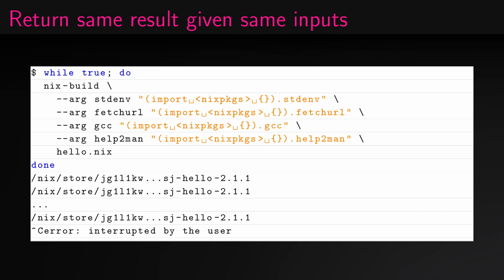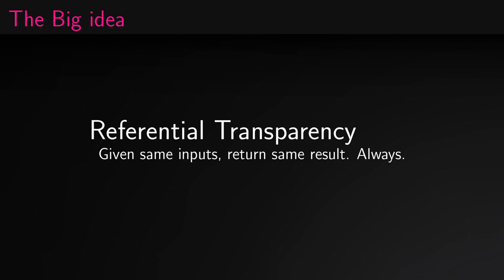Now in Nix world, as long as we're using the same Nix packages version, like the whole channel, then we're going to be passing on the same arguments every single time on this command line. And it will result in the exact same path and the exact same binaries that are produced every single time. So that's the big idea, right? Referential transparency. Always, given the same inputs, we always get the same result.